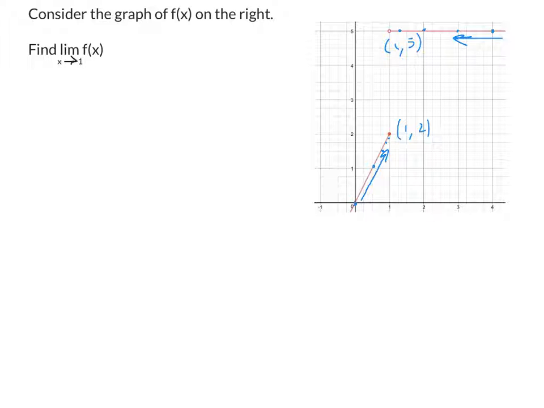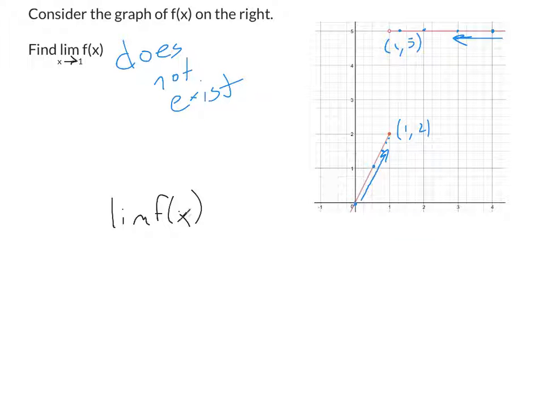So what is the limit of f of x as x approaches 1? Well, this limit does not exist, specifically because they go to 2 different y values. But we're able to find the limit of this function if we look at it in 2 pieces.